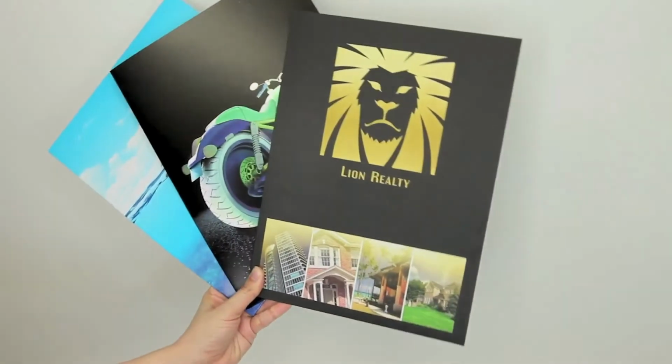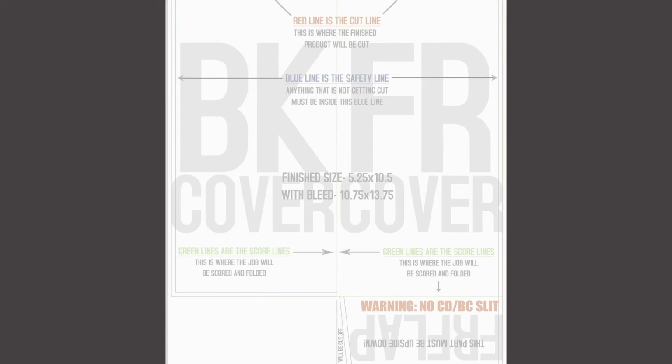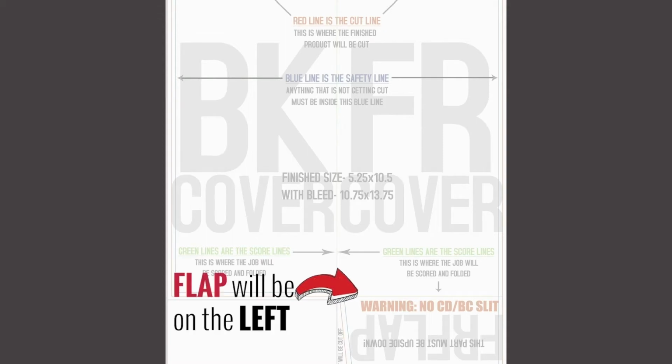Let's get started by showing the different pocket options. This option means when the job is completed and you open the folder, you will have a pocket on the left side of the folder. Please be aware, the template shows this pocket being on the right side when flat. When printed and finished, the pocket will be on the inside left.